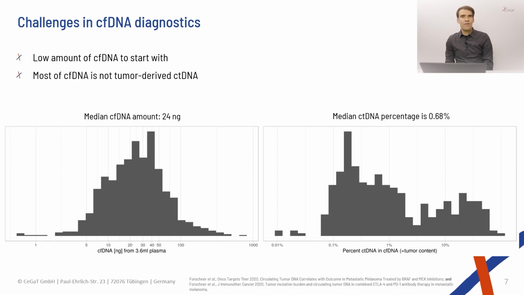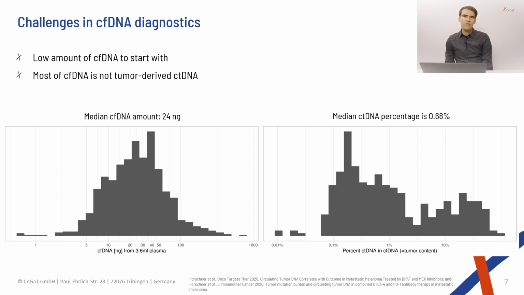What we saw in this data are already the 2 challenges that are associated with liquid biopsies. One is you do not have a lot of cell-free DNA. So in our cohort, it was about 24 nanograms in a median. And then most of this cell-free DNA is not even tumor-derived, less than 1% in our cohort, even though these were tumor patients. So these 2 challenges make it hard to work with the material.